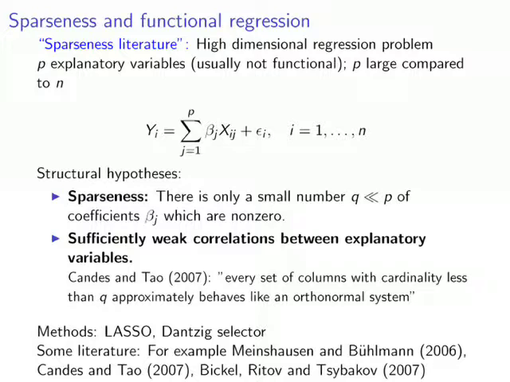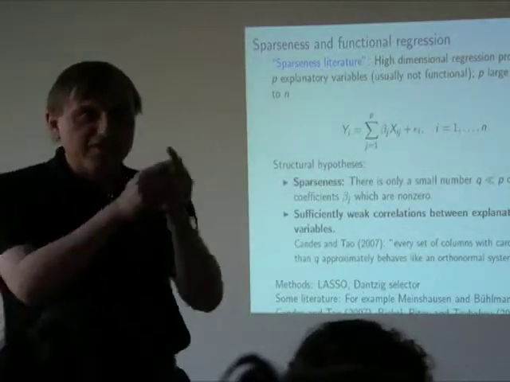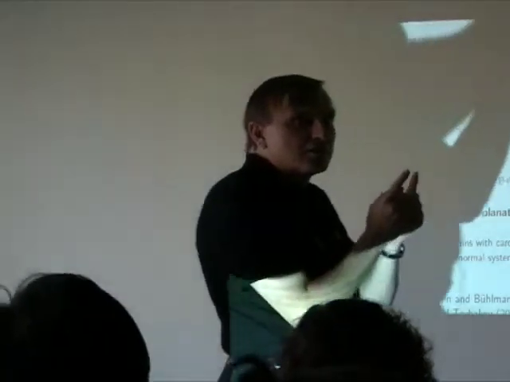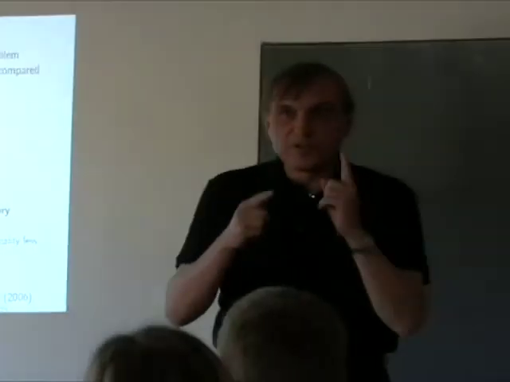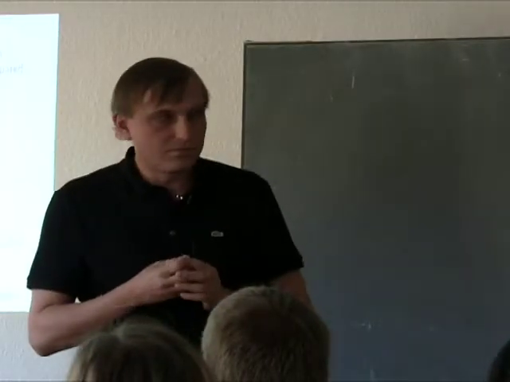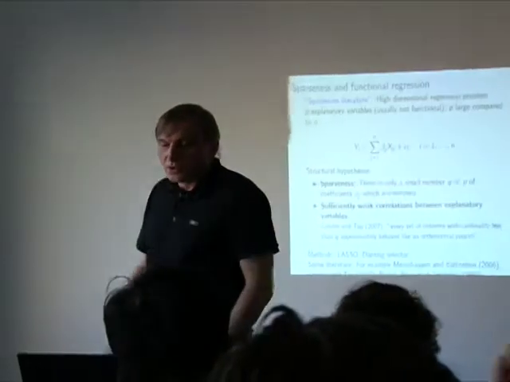For example, Cantor tells say every set of columns with cardinality less than Q, what is Q? It's essentially the number of non-zero coefficients, has to behave like an orthonormal system. So essentially the x's have to be closely independent. If you have 3 or 4 explanatory variables, they must be almost independent from each other. There may be small correlations, but they cannot be large. Otherwise, this theory doesn't really work.